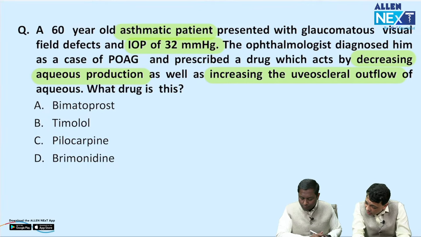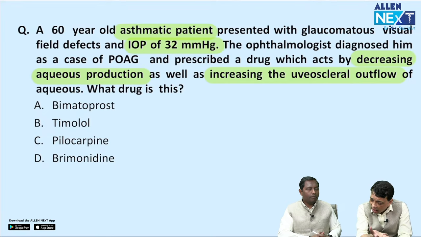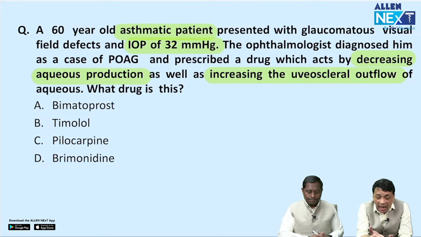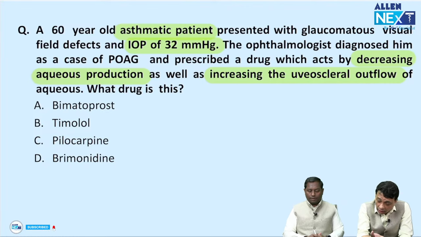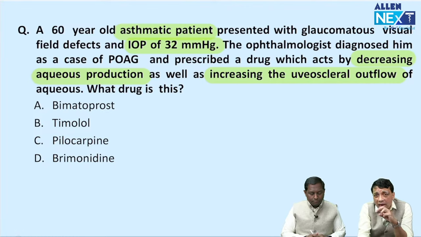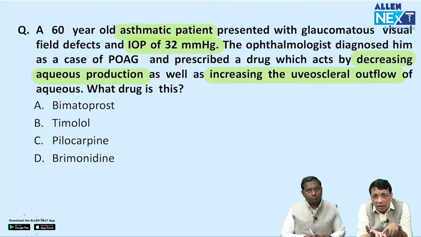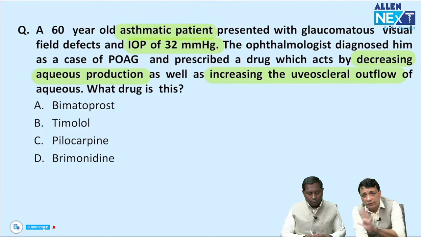Okay, friends, look at the question here. A 6-year-old asthmatic patient presents with glaucomatous field defects, and intraocular pressure of 32, which you know is very high. The normal cutoff is 21. So we got two out of three. Please remember, glaucoma has three things: raised intraocular pressure, visual field defects, and optic nerve damage, and we need any two out of three. So it's a clear-cut question of diagnosis.